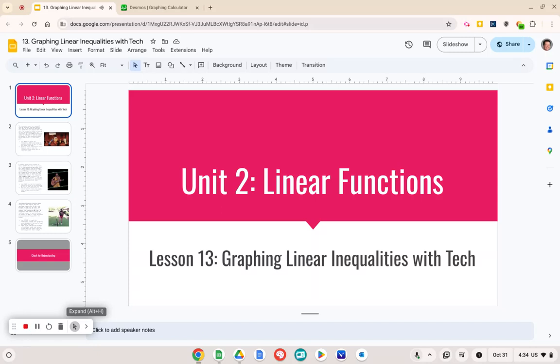Hey guys, in this video we are going to be talking about how to graph linear inequalities using tech. In other words, how to use Desmos in order to graph a linear inequality in two variables so that you can sketch it and also find their solutions.